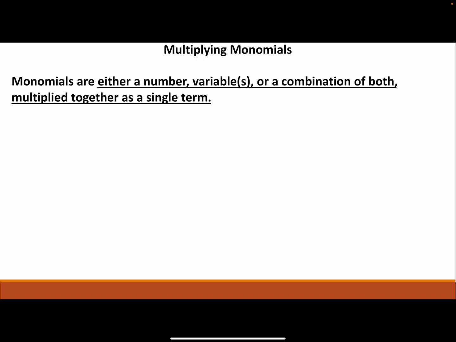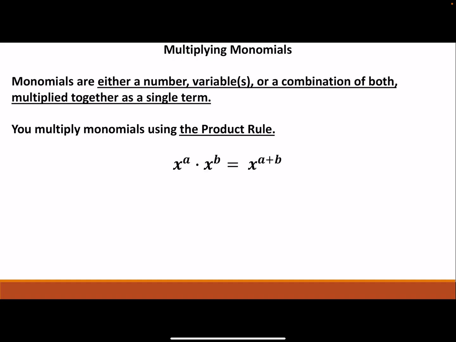So we're going to first of all talk about multiplying monomials. Monomials are either a number, variable or variables, or a combination of both, multiplied together as a single term. You multiply monomials using the product rule. Here's an example of the product rule.